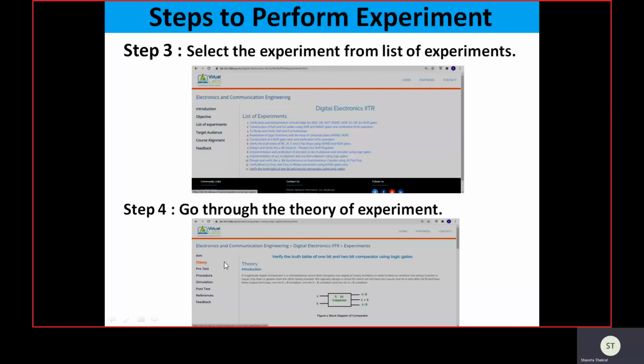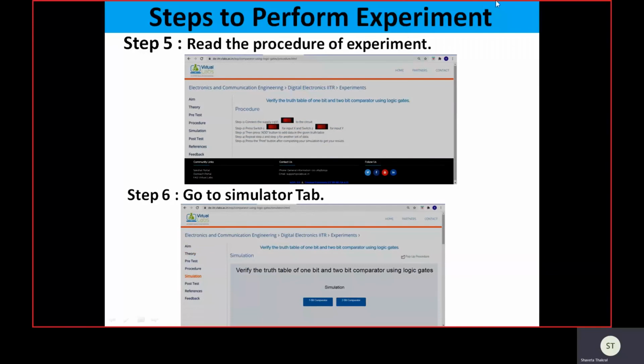Then we can go through the theory of this particular experiment. Already I have demonstrated the theory of this experiment here also. You can visit and go through the theory. Then after that you can read the procedure of the experiment by clicking here, and the step-by-step procedure is displayed on the screen. Then we go to the simulator tab.